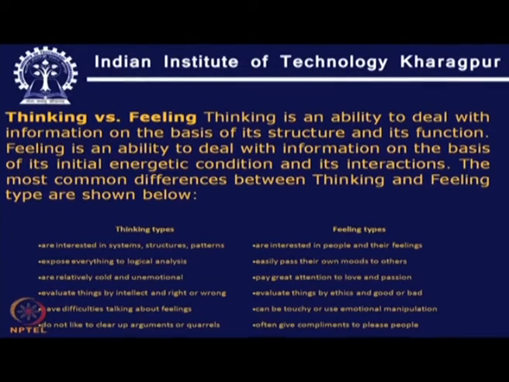arguments or quarrels. Feeling types are interested in people and their feelings, easily pass their own moods to others, pay great attention to love and passion, evaluate things by ethics and good or bad, can be touchy or use emotional manipulation, often give compliments to please people.